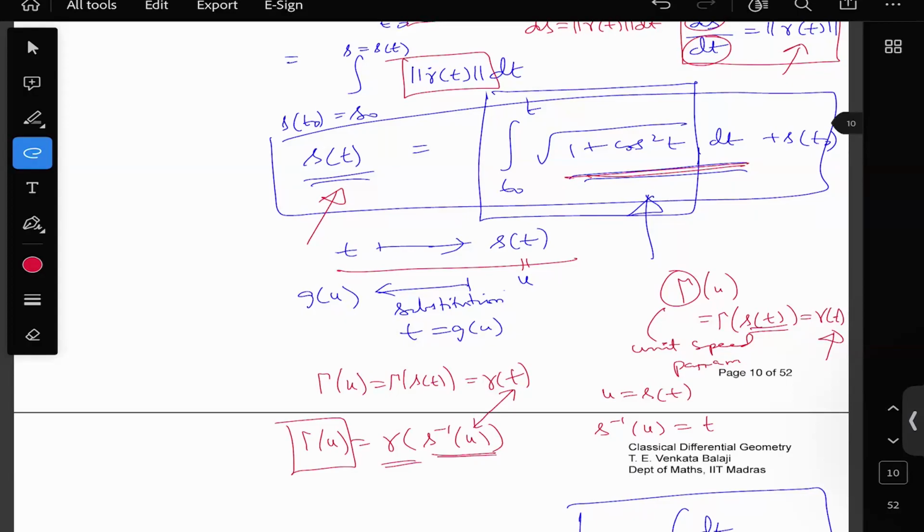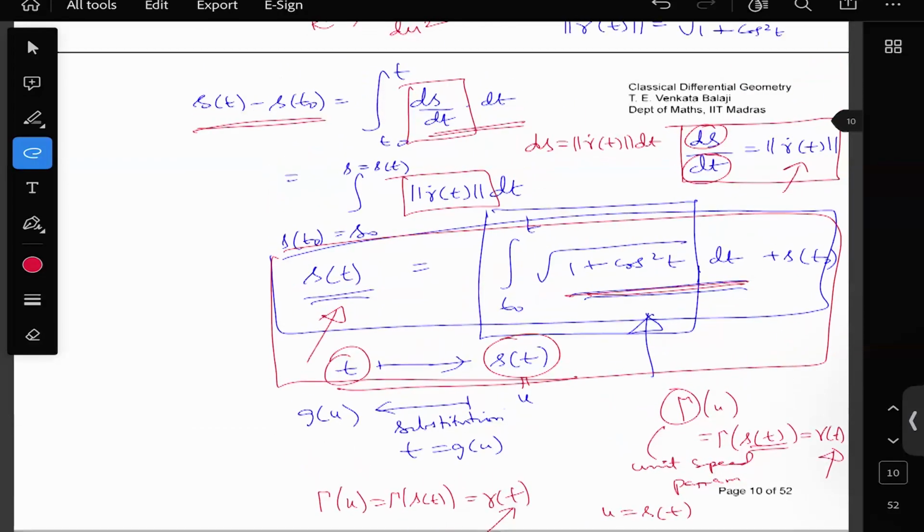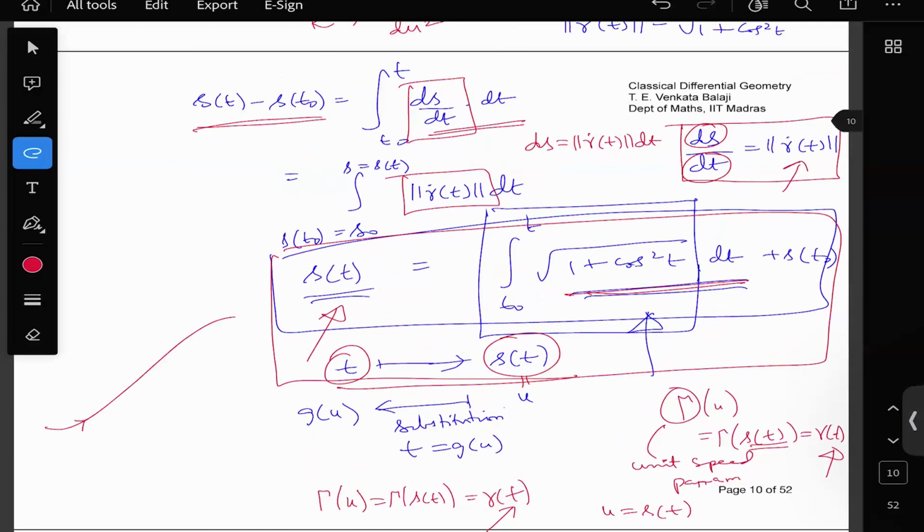But what does it mean? The arc length integral will give t going to s of t. What you are doing is this: this is your curve, and your parameterization already gives you a direction or orientation of the curve, which is how the point on the curve moves as the parameter increases. Then you are taking a point p naught which corresponds to t equal to t naught.